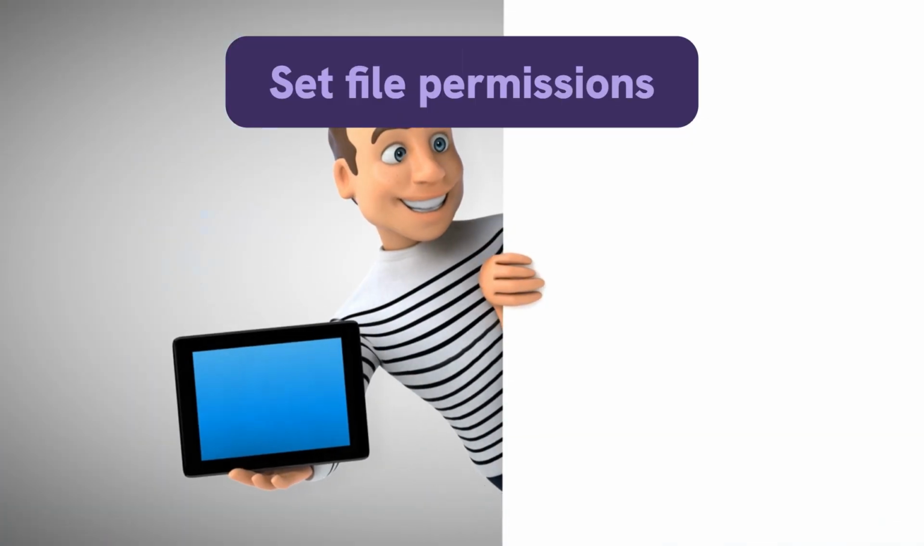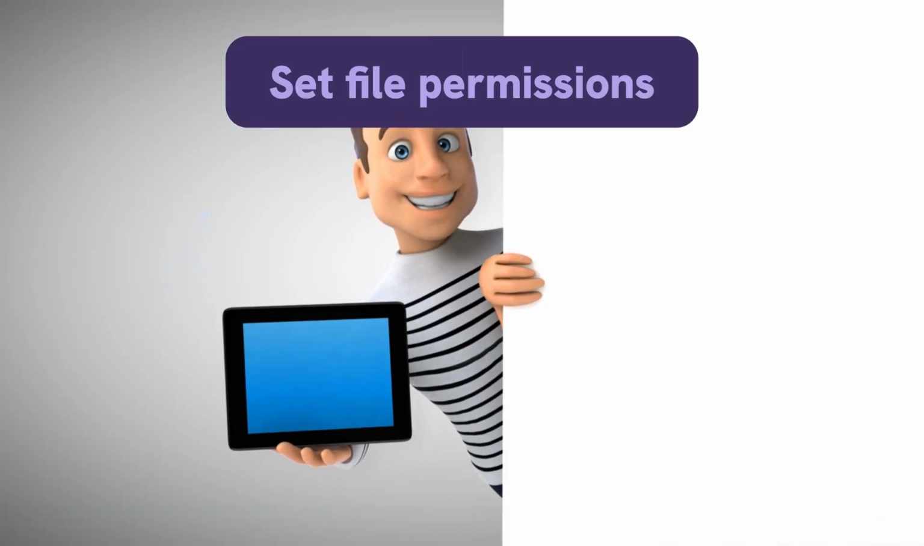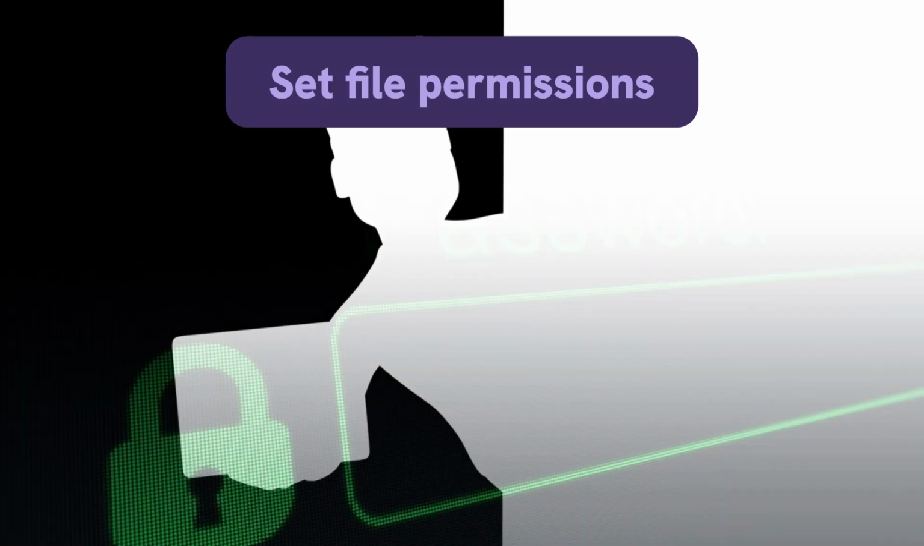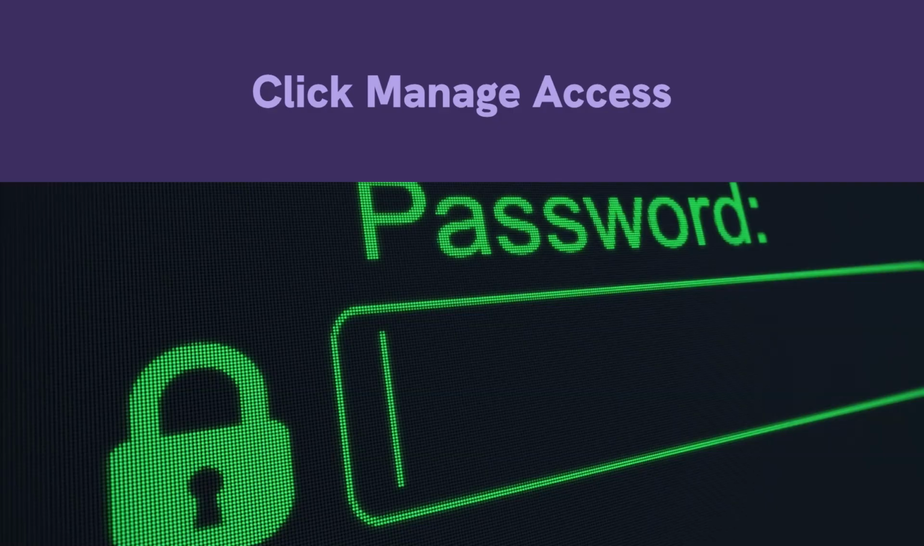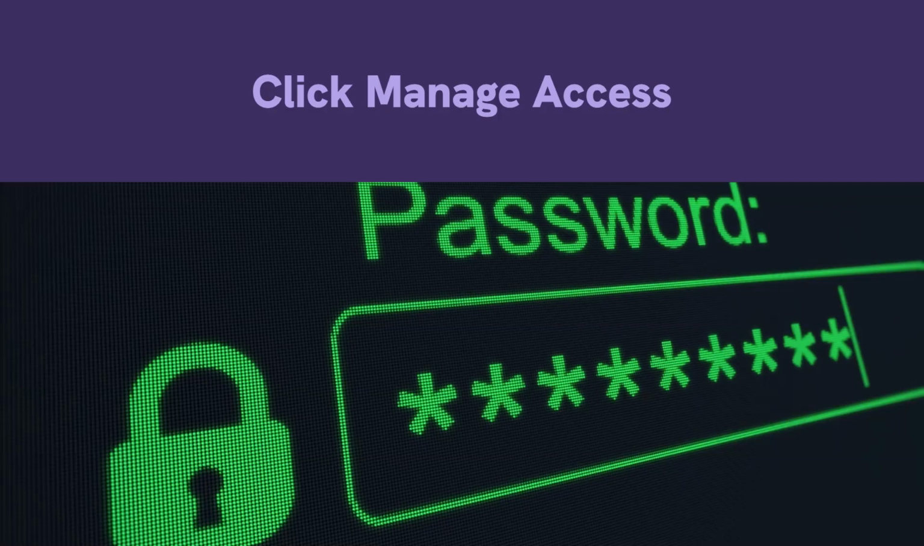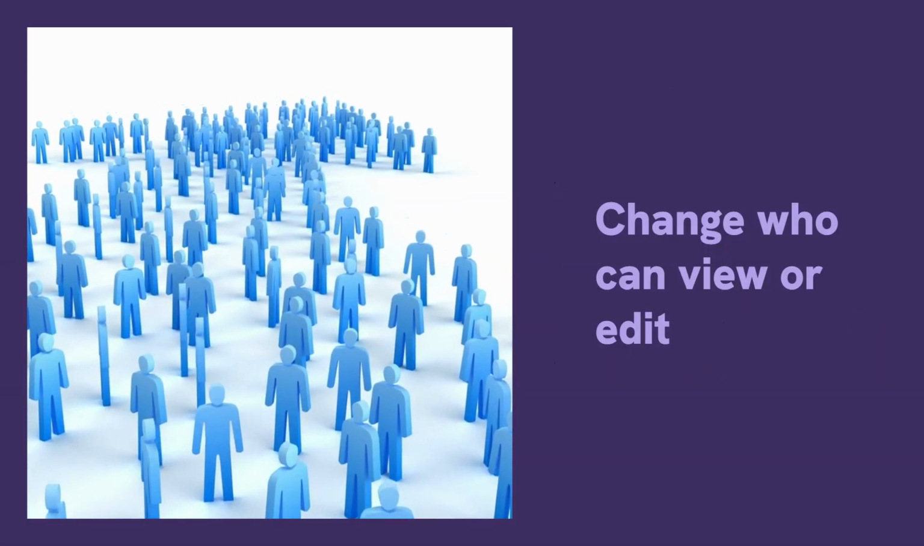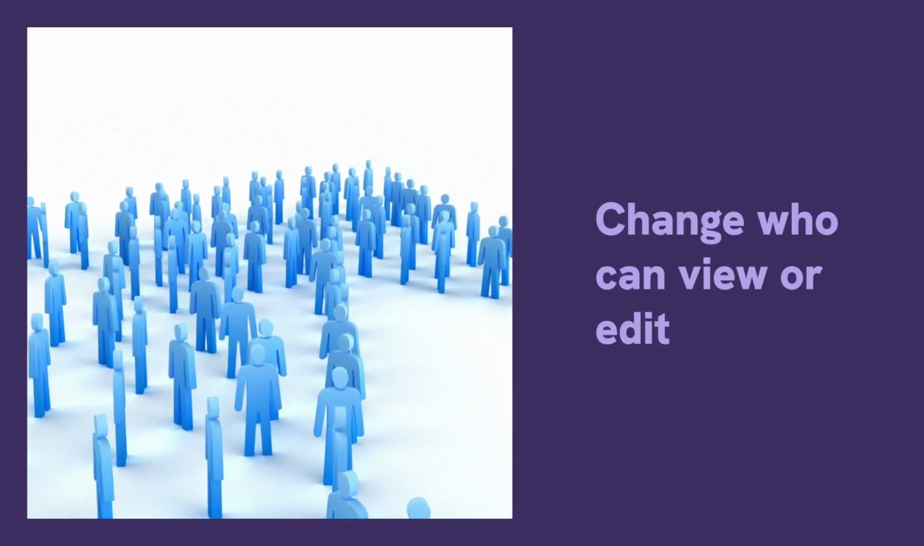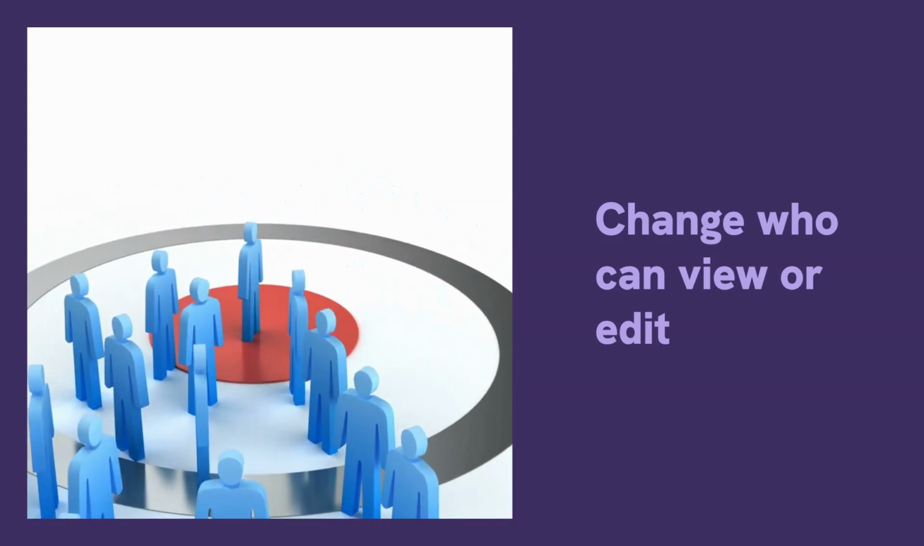Now let's look at permissions. Maybe you want a file to be read-only for most people, but editable for a few. From that same SharePoint window, select your file, click the three dots, and pick Manage Access. Here, adjust who can view or edit by changing links or entering individual names.